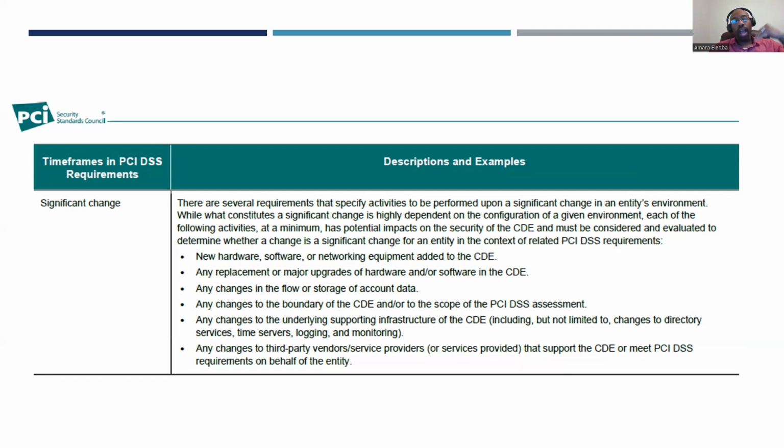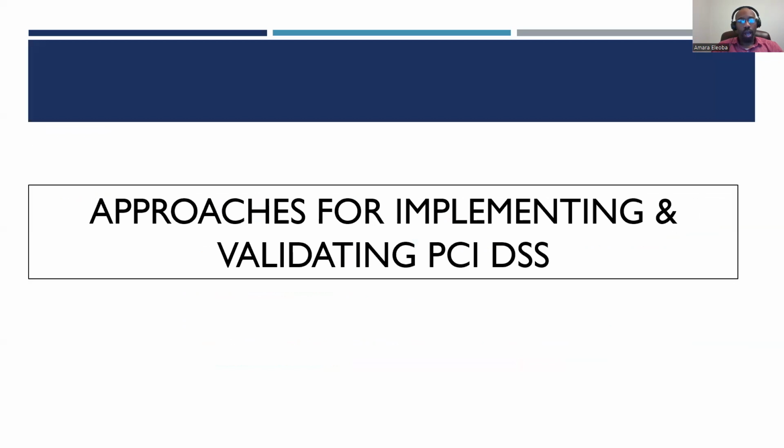If you have a new vendor, that's considered a significant change, and that should be addressed. There are things we need to do when there's a significant change, such as performing a pen test. But we'll talk about that later. All right, now this section will be addressing the approaches for implementing and validating PCI DSS.